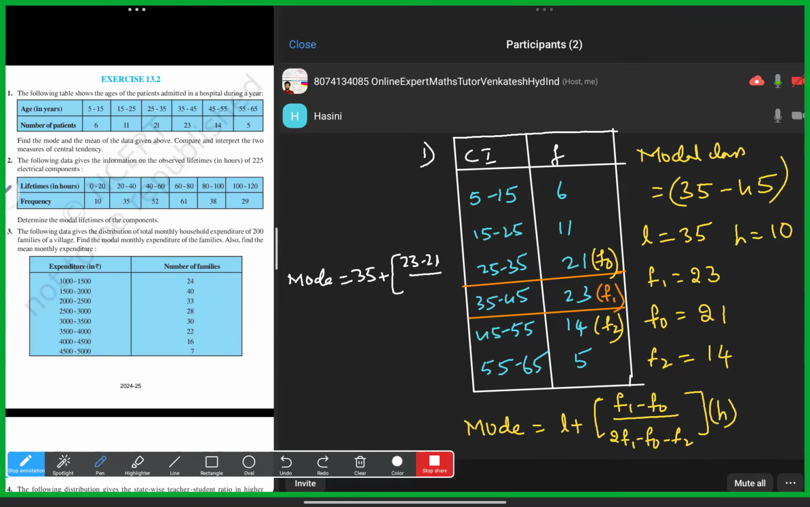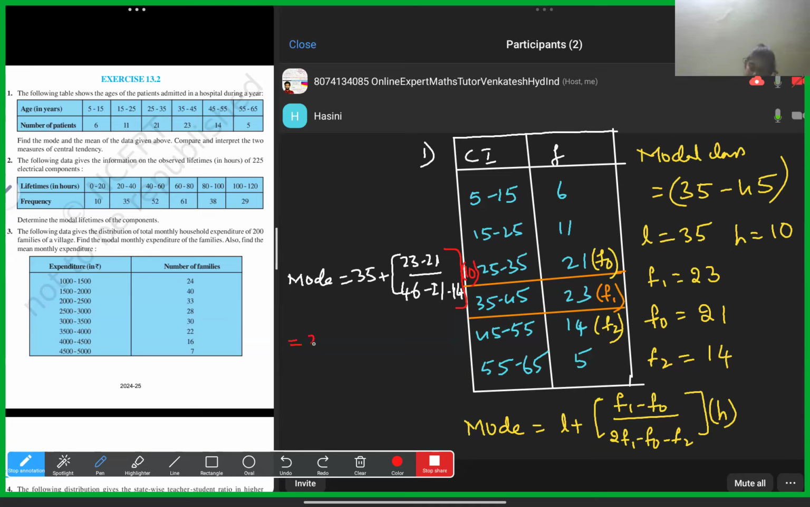So 2F1, 2F1 means how much, Hasni? 2 into F1. How much will it become? 46. Yes. No, minus F0. F0 means minus 21. And minus F2 means minus 14. And multiplied with H will be there here, Hasni. Multiplied with H is 10. I'm writing it beside, actually. It went into the table, but I'm writing it next step clearly.